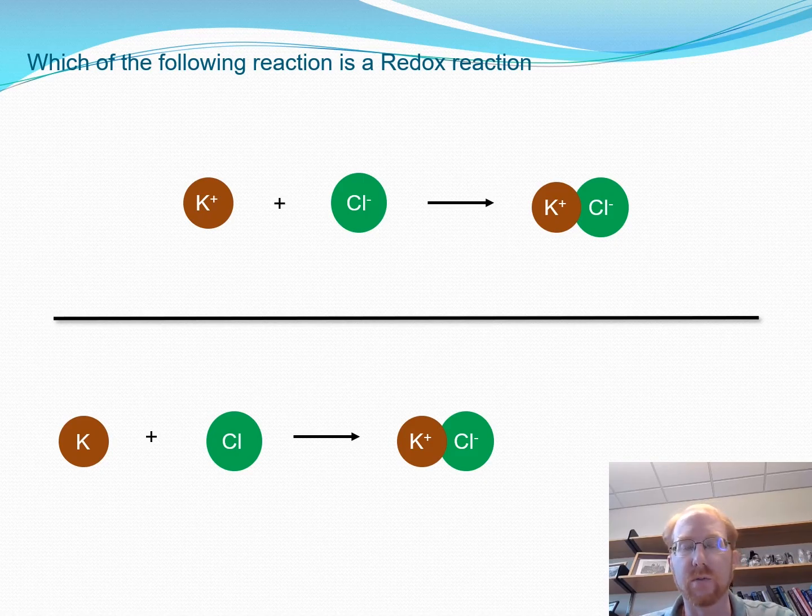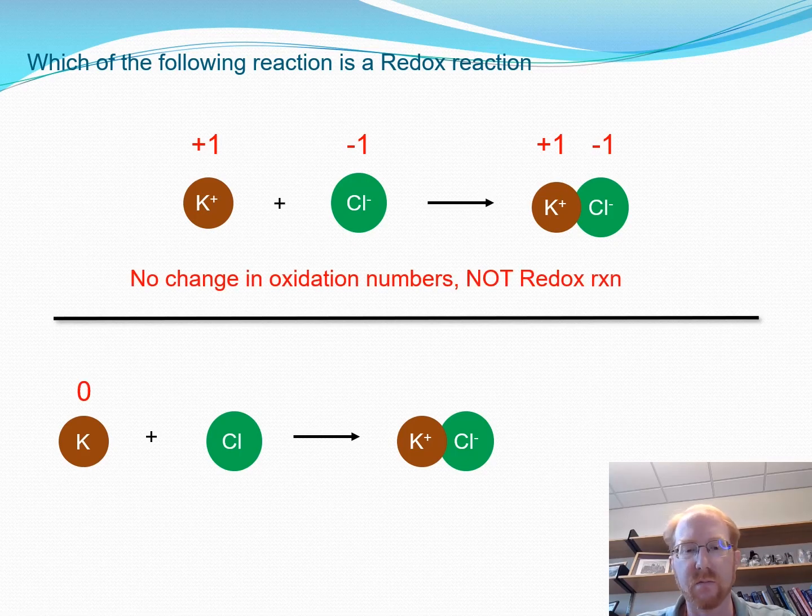So we can see here in the top, if I look at oxidation numbers, I have a +1 for the K+, -1 for the chloride, and on the product side, +1, -1. There is no change in oxidation numbers, not a redox reaction. In the second example, I'm going from 0 and 0 for my potassium and chlorine respectively to +1, -1. Here my oxidation numbers are changing. This is an example of a redox reaction.